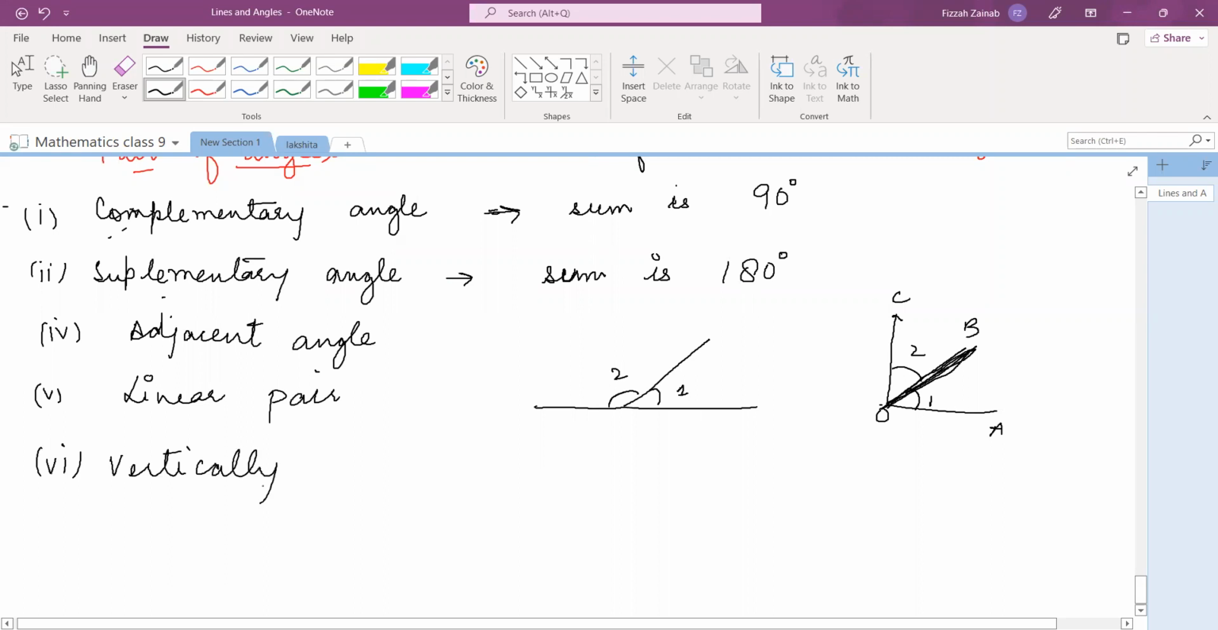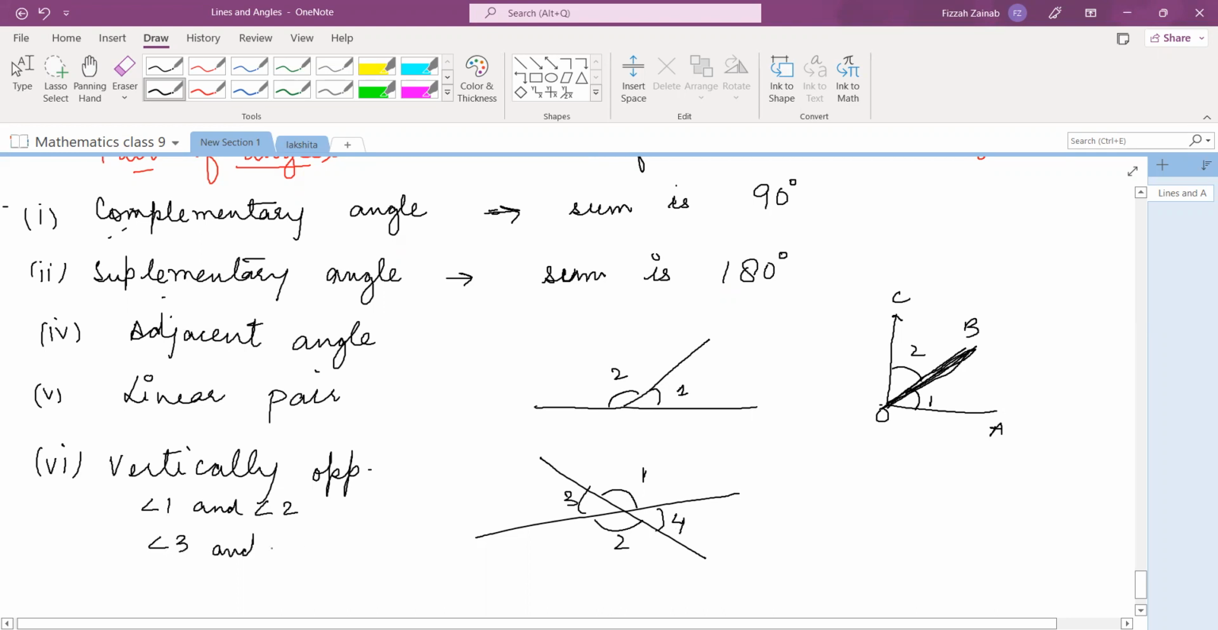Now, what are vertically opposite angles? Whenever you have two intersecting lines, that means a cross has been made, or an X you can see. So angle 1 and angle 2, which are opposite to each other, are called vertically opposite. So angle 1 and angle 2, this is one pair. Similarly, angle 3 and angle 4, this is another pair of vertically opposite angles. Understood?